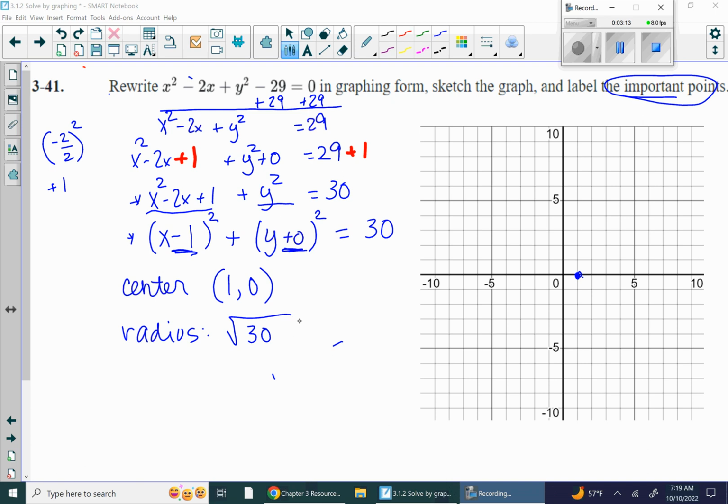And when I do that in a calculator, I get about 5.48-ish. All right, so let's see if we can graph this approximately. So the radius of the circle is about 5.5. So if I go 1, 2, 3, 4, 5.5-ish, that's going to be on the circle. 1, 2, 3, 4, 5, and about a half-ish. And our circle, kind of an ugly circle, is about right there. There we go.